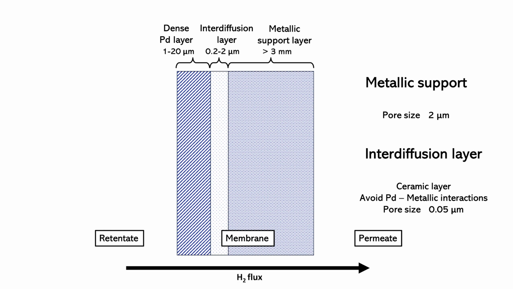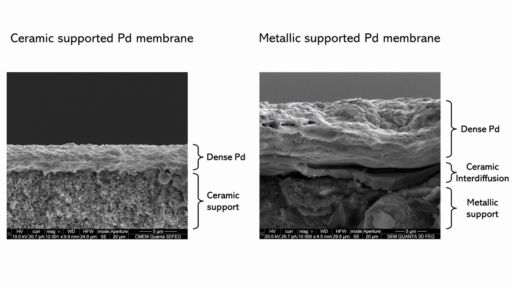A metallic support has an average pore size of 2 micrometers, and the ceramic interdiffusion layer has an average pore size of 0.05 micrometers. Scanning electron microscopy imaging shows a side-by-side comparison of a ceramic-supported and metallic-supported palladium membrane. The individual palladium and support layers can clearly be differentiated from each other.